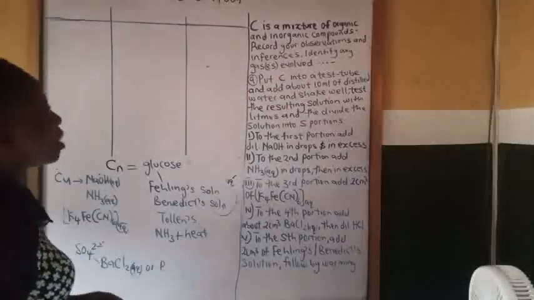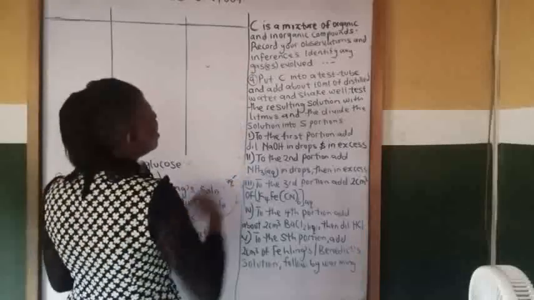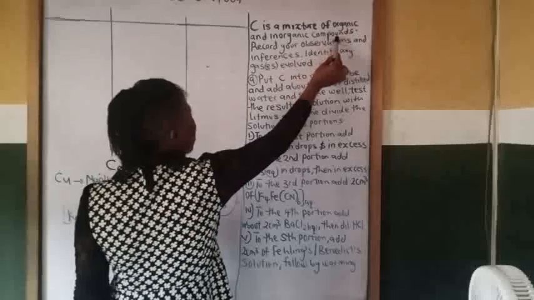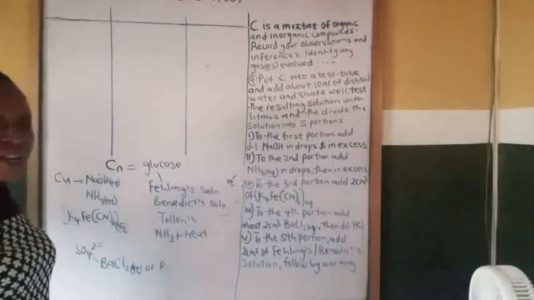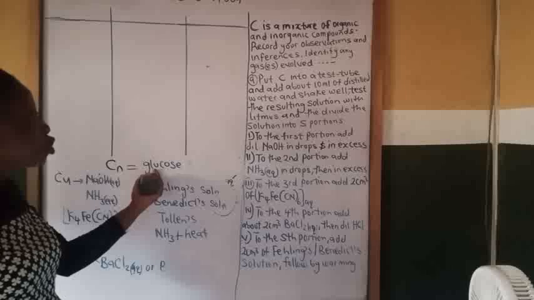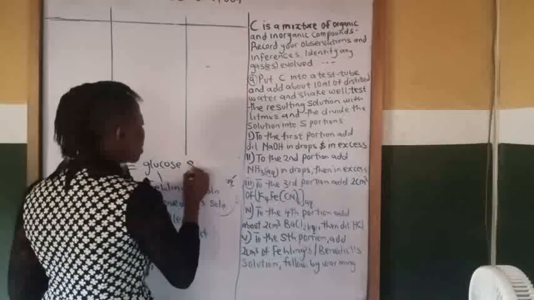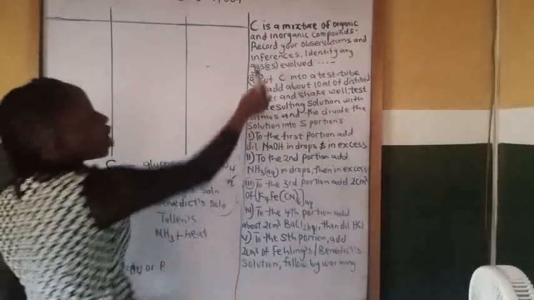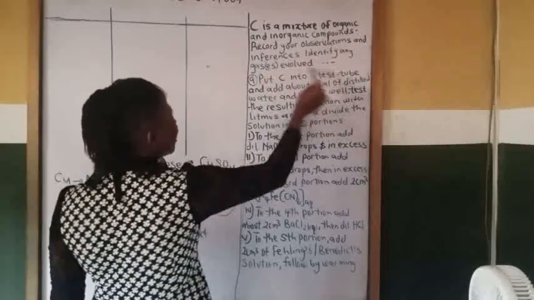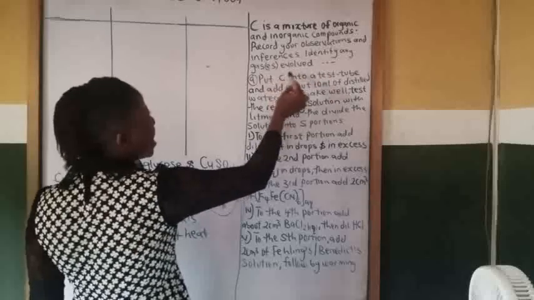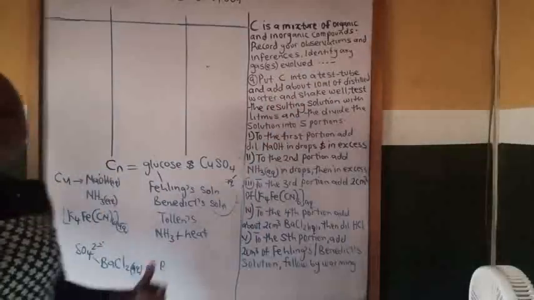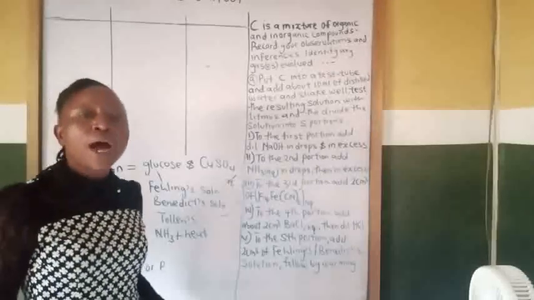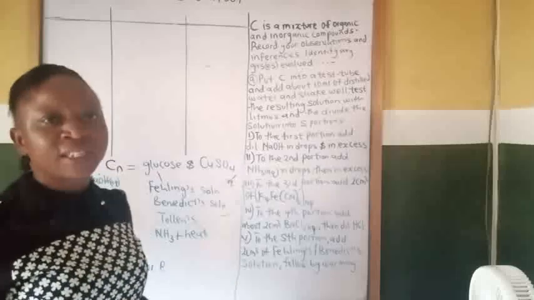So let's work on this predicted question. Our question says that C is a mixture of organic and inorganic compounds. The organic one is glucose, while the inorganic one is copper sulfate. Record your observations and inference, and identify any gases involved. How do we record our results on qualitative analysis?